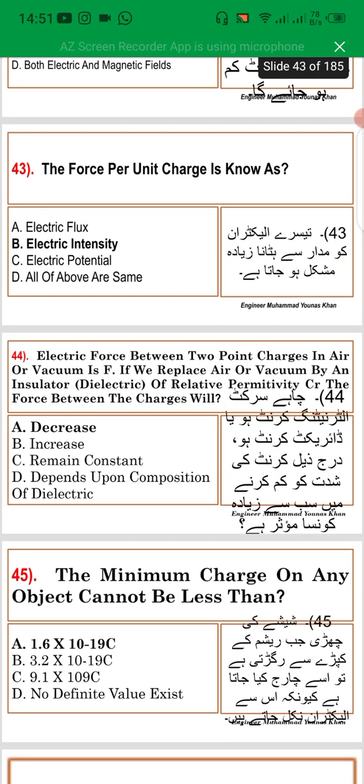Electric force between two point charges in air or vacuum is F. If we replace air or vacuum by an insulating dielectric of relative permittivity, the force between the charges will decrease.